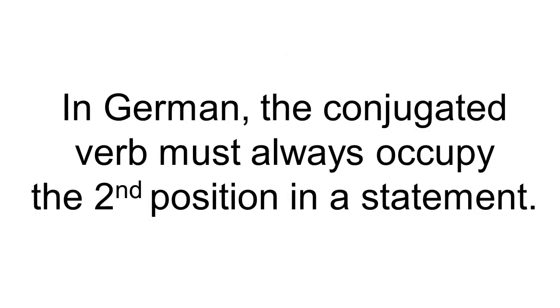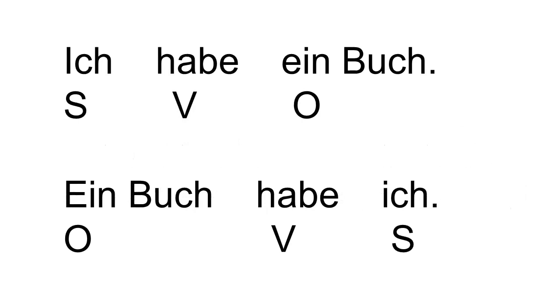So here's the rule. This is why we can have both of those sentences. And this is the most basic rule of German sentence structure or word order. In German, the conjugated verb must always occupy the second position in a statement. So if we go back here, each of these elements, subject, verb, object, is referred to as a position. So the subject is in the first position, the conjugated verb here is in the second position, and the object is in the third position.